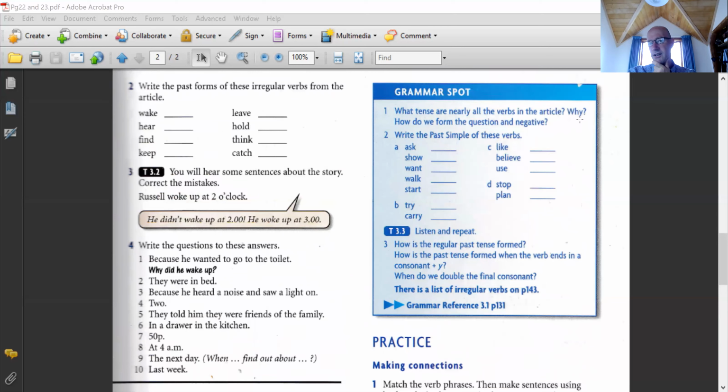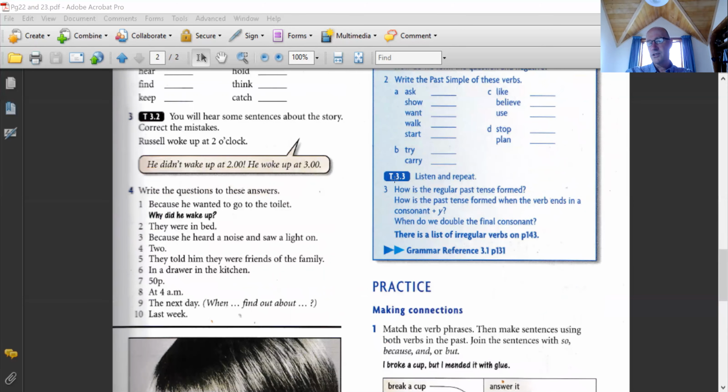Next part to look at is over here, this grammar spot. So looking at tenses, what tense are nearly all the verbs in the article? So is it past? Reading that story about Russell, is it in the past or the present or the future? And we're going to talk next week about making questions. How do we make questions and negatives? Then having a look at the simple past of these verbs. So ask, what's the simple past of ask? He asked, right? Asked. So see if you can do that for all of these.